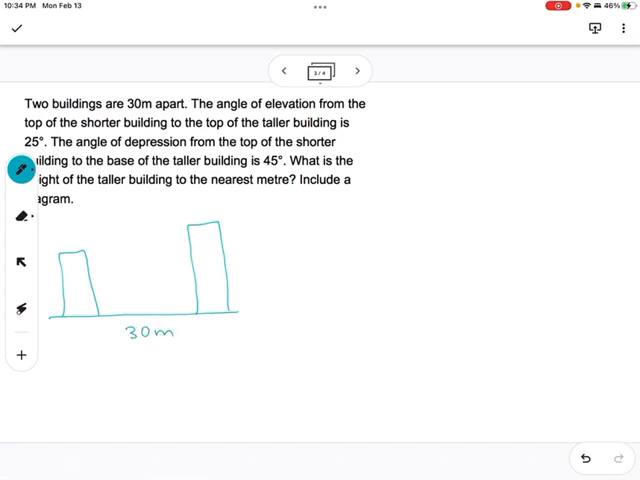The angle of elevation from the top of the shorter building to the top of the taller building is 25 degrees. So we are going to have a horizontal going across from the shorter building, and we are going to have a line going from the top of the shorter building to the top of the taller building. Now, the angle that's created here is 25 degrees.